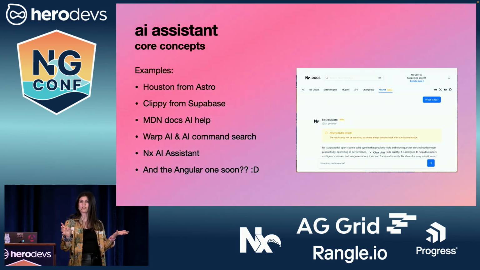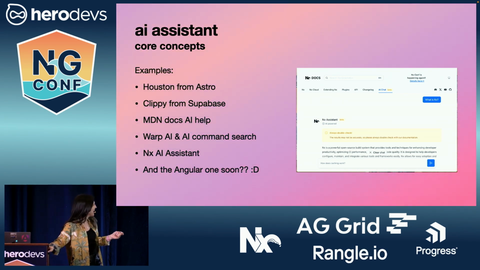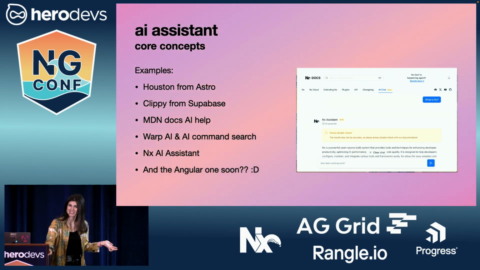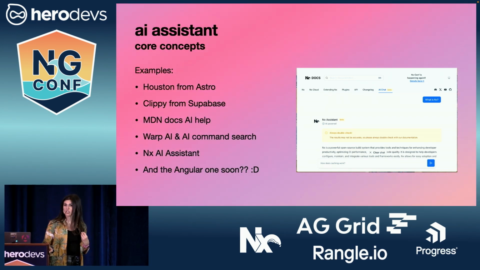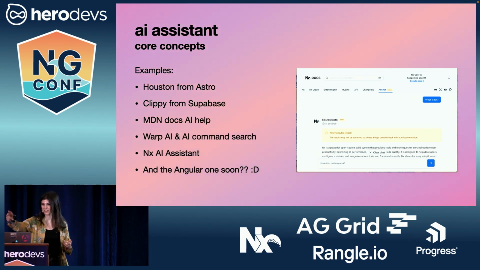Who uses Warp here? We got one person, and he's my colleague. Good. We have the NX AI assistant, which is our AI assistant, and the Angular one, which is coming soon, apparently, as we heard today during the keynote, right? This is where you say yes, and they make sure you pay attention. Thank you, Jeff.